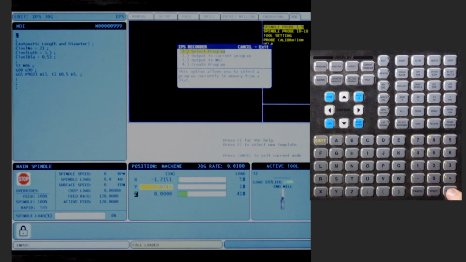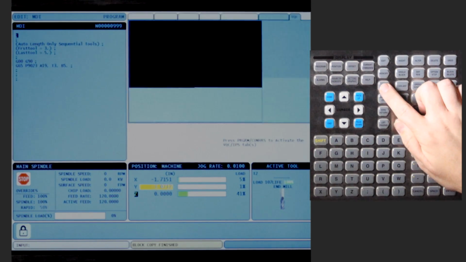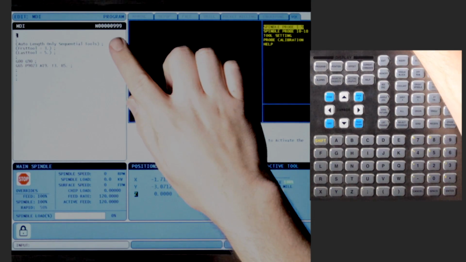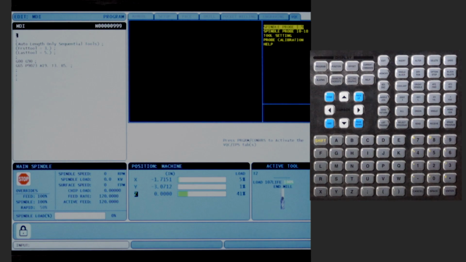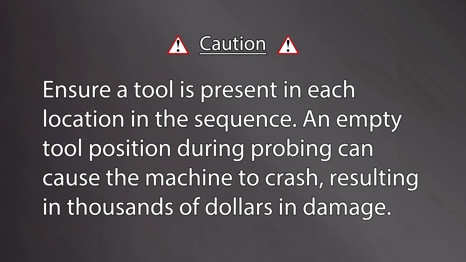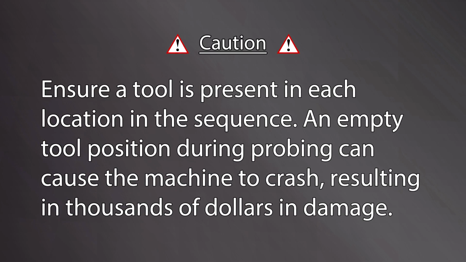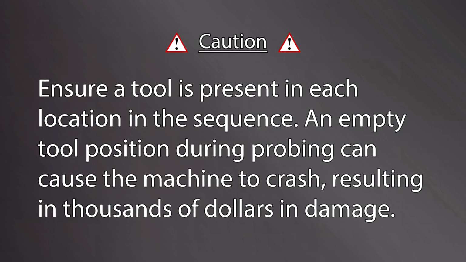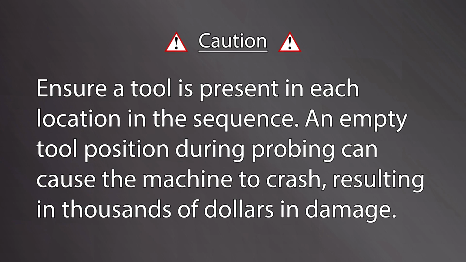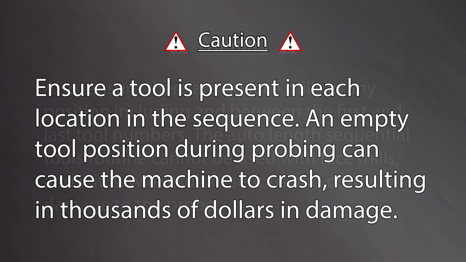To output to MDI, we can simply press 3 to select that option. Press MDI and verify your input parameters for this probing routine, including the numbers of the first and last tools. Ensure a tool is present in each location in the sequence. An empty tool position during probing can cause the machine to crash, resulting in thousands of dollars in damage.